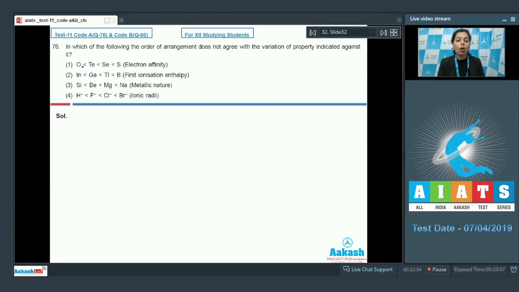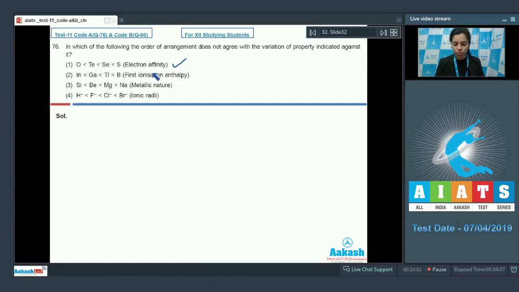In this case, oxygen has less electron affinity due to its small size, and due to that there would be more interelectronic repulsion. That's why there is the anomalous behavior of oxygen, and it has the least electron affinity. Otherwise, tellurium, then selenium, and then sulfur is correctly given, and on that basis it is correct, not incorrect. We need to just find the incorrect order that does not agree with the variation of the property indicated.